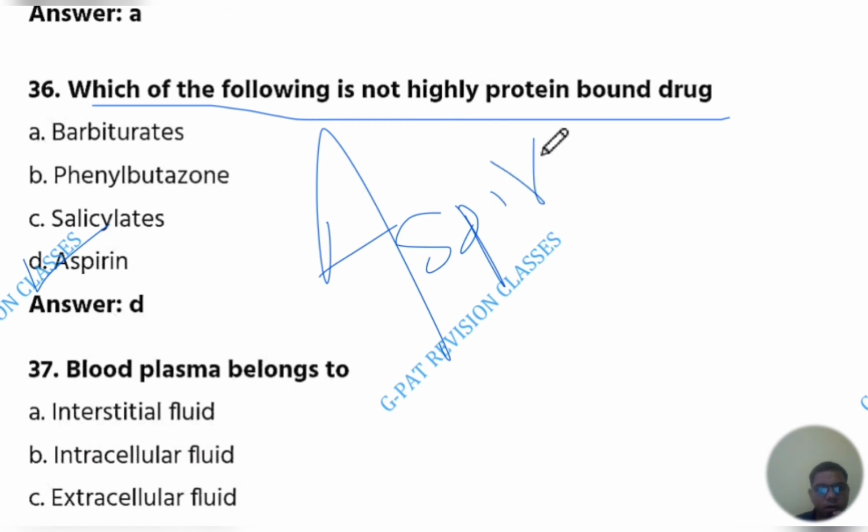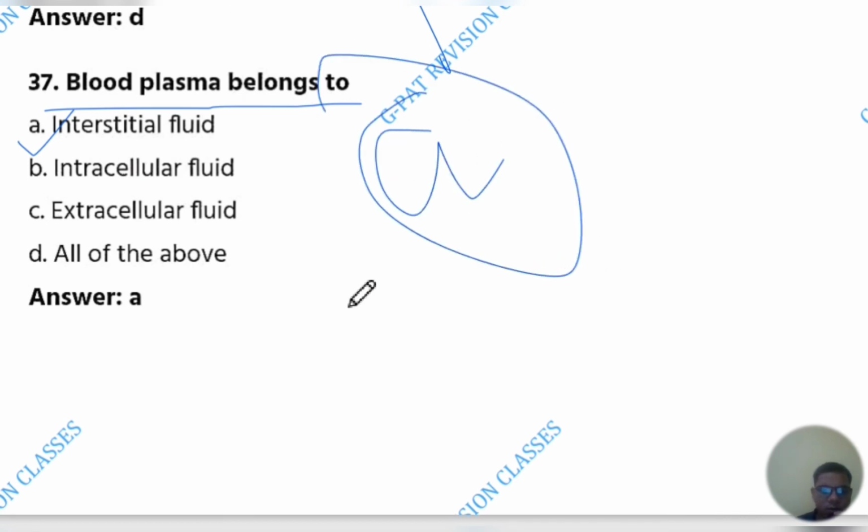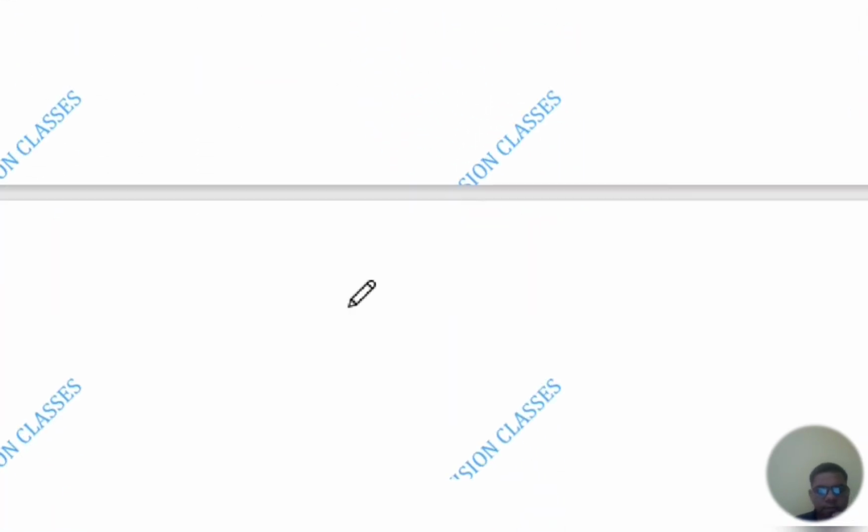Okay, the next question number is 37. Blood plasma belongs to interstitial fluid. The answer is A, interstitial fluid.